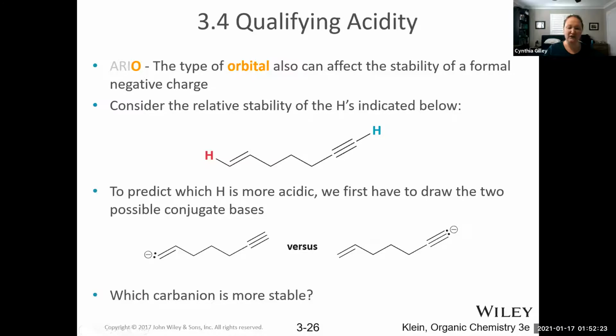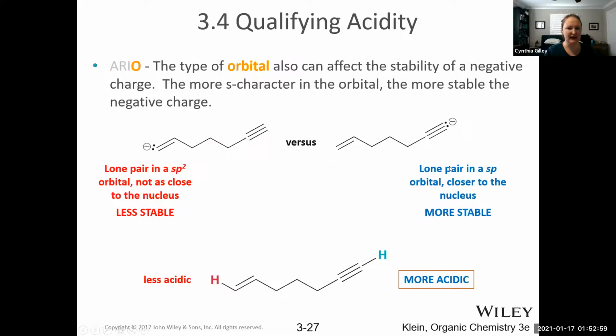Recall that electrons are more stable when they're closer to the nucleus, and they are closer to the nucleus in an sp hybridized orbital. Since we would predict these electrons are more stable, that means the corresponding proton in blue is more acidic. And that does match pKa values. The pKa of the proton in blue, which is a proton attached to a carbon participating in a triple bond, is about 25, and the pKa of the proton in red is about 44. So our prediction matches the data.